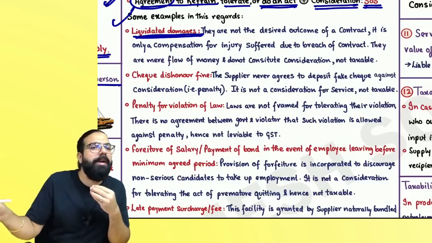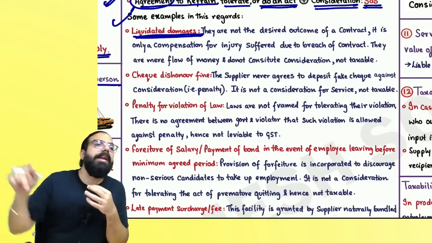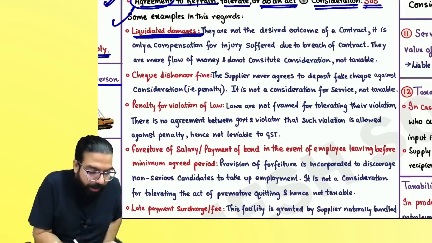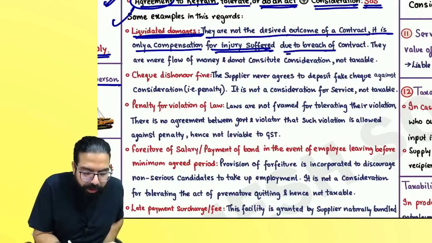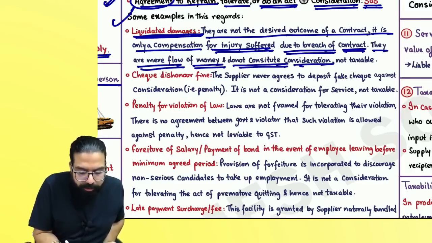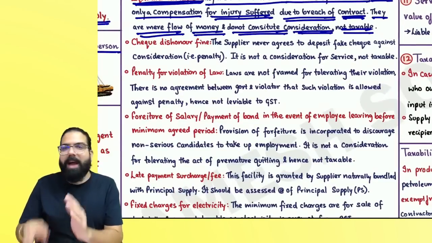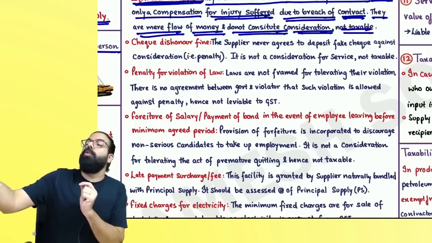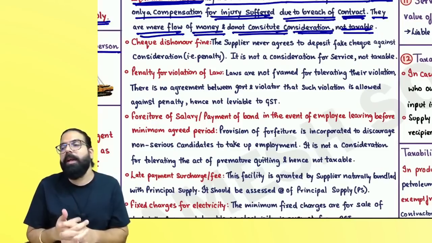No, the liquidated damages are put in an agreement so that you don't delay, so that you are scared. Are we clear? It does not mean that I agree to tolerate, and hence they are not the desired outcome of a contract. It is only a compensation for injury suffered due to breach of contract. They are a mere flow of money and do not constitute consideration and are not taxable. Whenever I receive liquidated damages, I have not agreed to tolerate an act. I am not agreeing to tolerate you not supplying on time. No, it is not that agreement. Whenever you receive liquidated damages, remember one thing: it is not taxable.